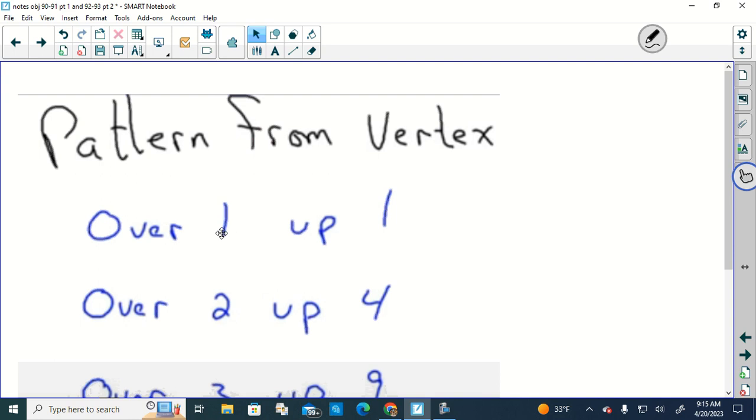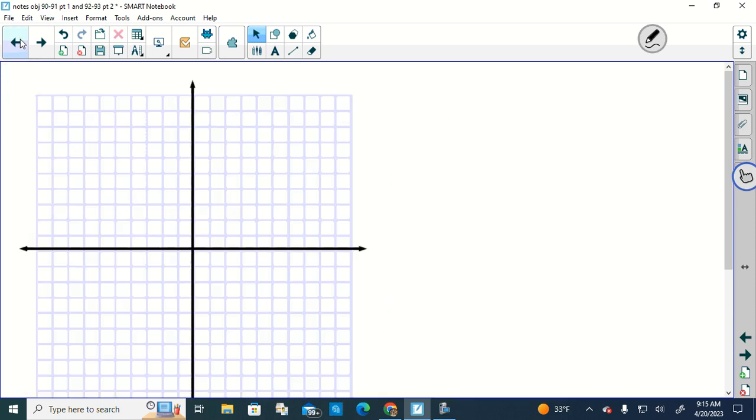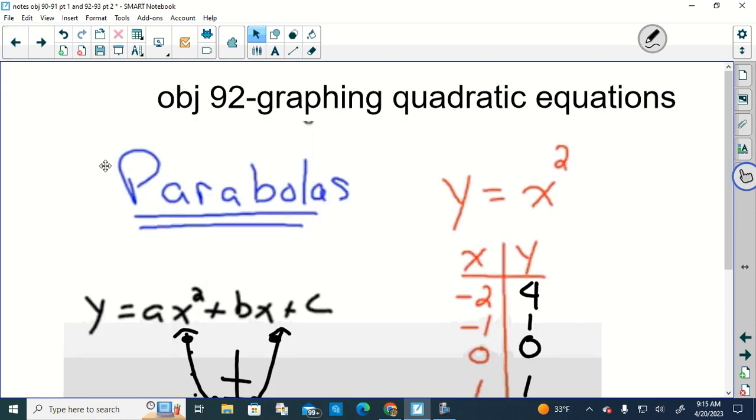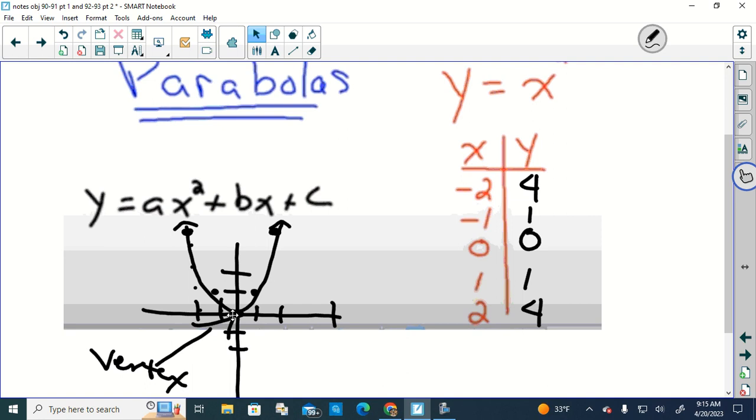So from the vertex, you're going to go up, over 1, up 1, so it might be a -1 and then up 1. And then same thing, you're going to go over 2, up 4. Okay, so if you look back here at our parabola, we went over 1, up 1. We went over 1, up 1. Then from your vertex, you would go over 2, and then up 1, 2, 3, 4.